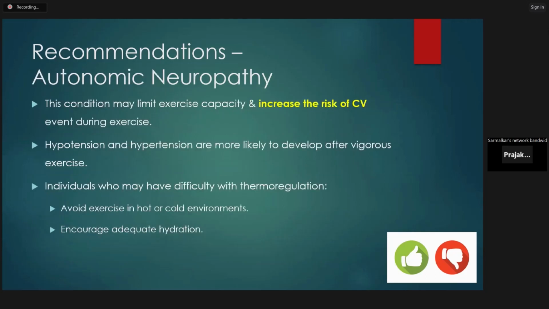Coming to autonomic neuropathy, if there is neuropathy, there is a chance that the person might have an increased cardiovascular risk, or there could be hypotension after a vigorous activity. And if you're working in extreme conditions, it could lead to a lot of issues, including dehydration, fainting, and falling down. So these things have to be taken care of when you're counseling your patients.